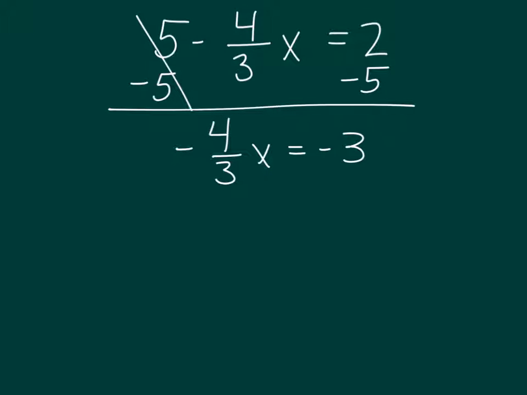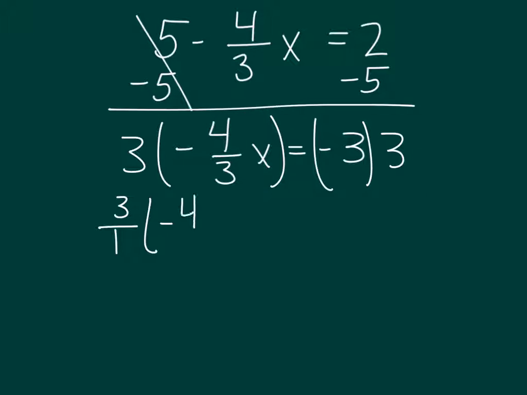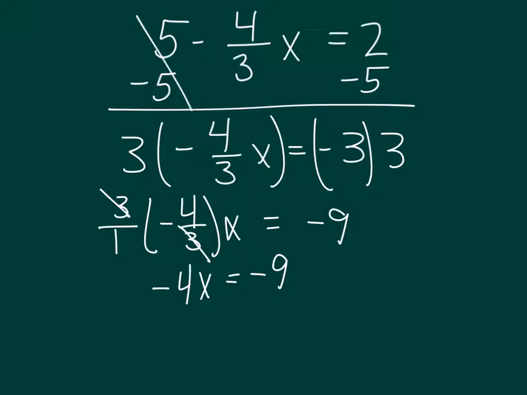Okay, so the next thing I'm going to do is multiply both sides by 3 in order to get rid of this fraction. So multiply the left and the right both by 3. Don't forget about the right. Now it's 3/1 times -4/3 x is equal to -9. And these 3's are going to cancel, and I'm left with -4x is equal to -9. And then in order to get x alone, I divide by -4, and I'm left with x is equal to, now a negative over a negative is going to be a positive, so it's equal to 9/4.